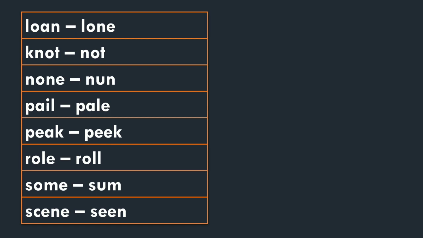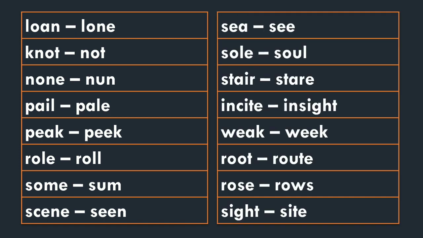Next is scene, S-C-E-N-E, and seen, S-E-E-N. So S-C-E-N-E, scene, means a place where something happens, particularly in a negative way. And S-C-E-N-E, scene, also means which you view with your eyes. And S-E-E-N, seen, is the past participle of the verb see.